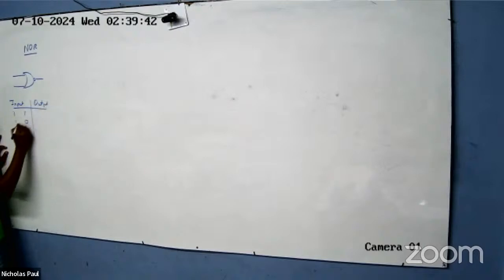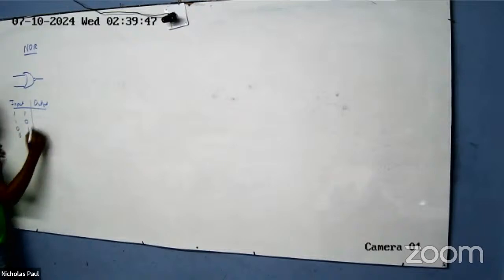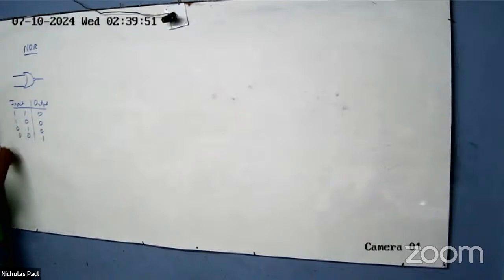1 1 1 0 0 1. What's the output in NOR again? 0 0 0 1. Right? So in summary, a 1 always gives you a 0. See that? Every time you have a 1, you have a 0 here. All right. Nice. So that's in NOR gates.